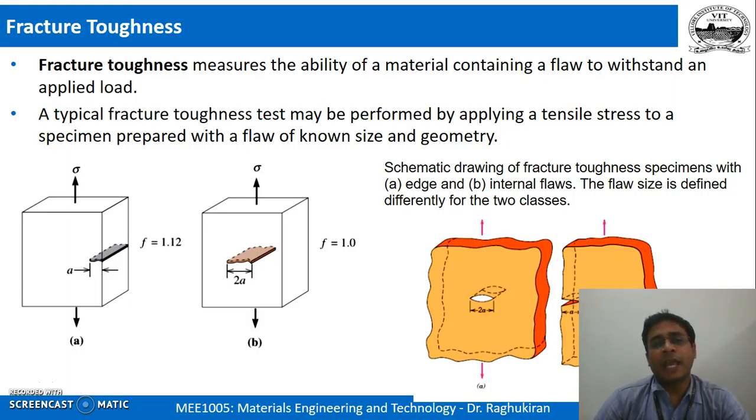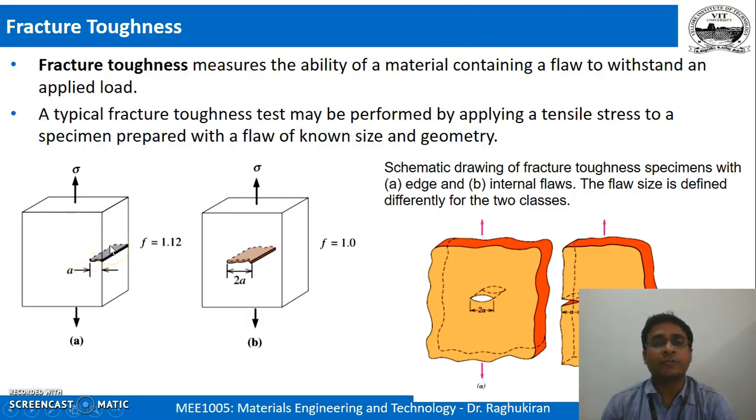So now, can we have a measure for a material, what is its resistance for this crack to propagate within the material and fail the material by fracture? That measure is nothing but the fracture toughness. So the fracture toughness measures the ability of a material containing a flaw to withstand an applied load. That's what is written here, right? So then the question is how you measure.